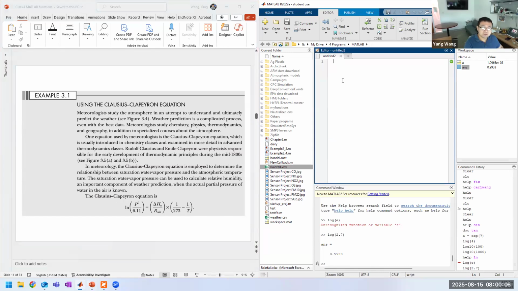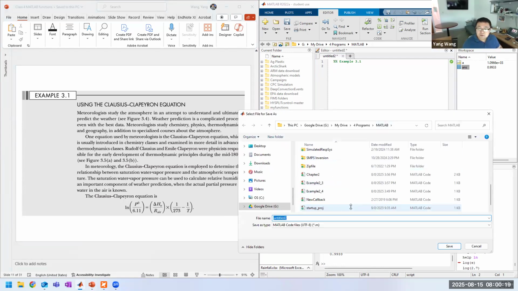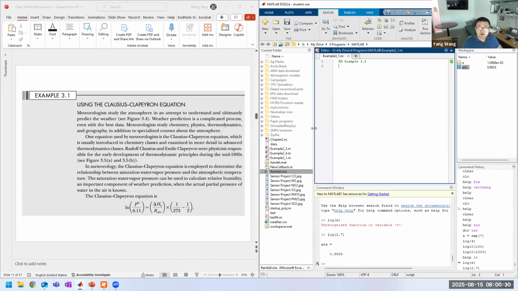So we can define, basically, example 3.1. This is our comment. We can save it, so just as example, and then we change the name, 3, 1. Okay, so now we have saved our file. Later on, if you want to get back to this file, you can just double click and it will show you the scripts.